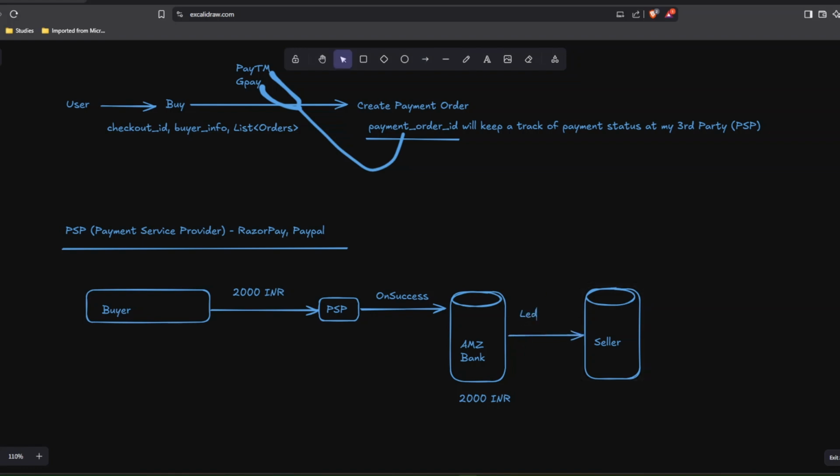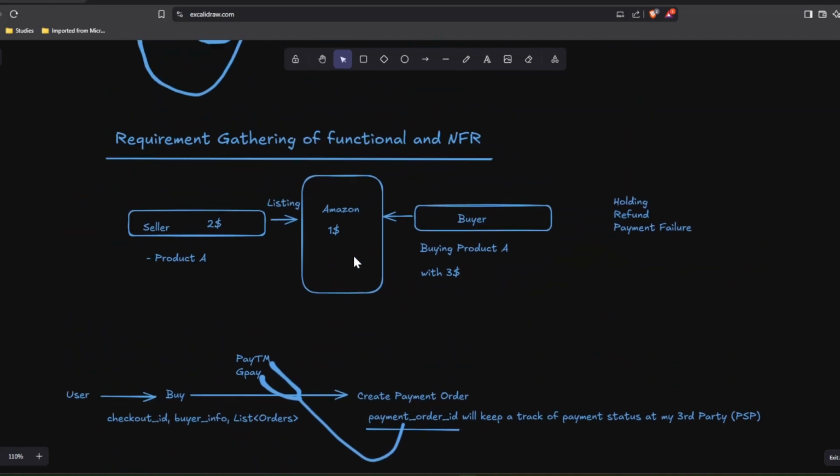Some kind of ledgering happens, and what it will do is send 1800 after putting that 10% into its account. So it will keep 200 INR, and this 1800 INR it will transfer into the seller account. And there are also a lot of processes like ledgering and reconciliation that happen. We will go into the technical details of all of those things later. But anyway, I'm just trying to incrementally build our understanding.